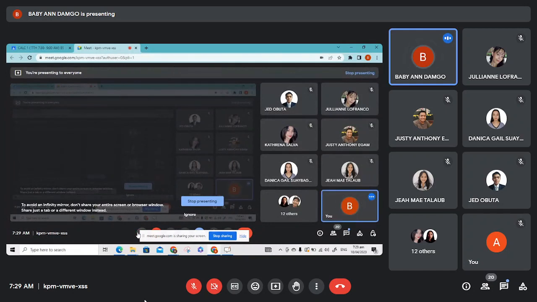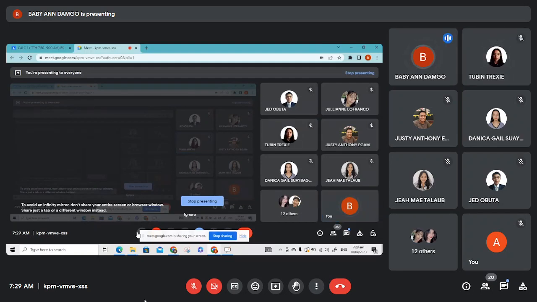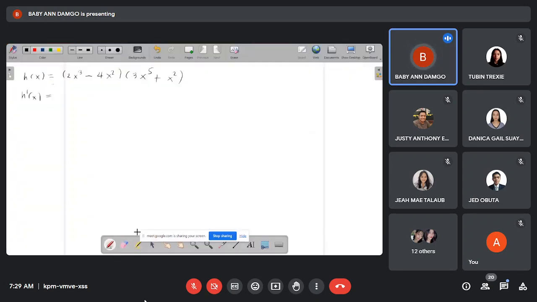Have you solved it? Students? Yes, miss. Okay, I will solve it and then you check if your result is the same. We'll let this be your f of x, and this one g of x. So the derivative is f of x times g prime of x plus your g of x times the derivative of f of x. Okay, so copy the f of x.